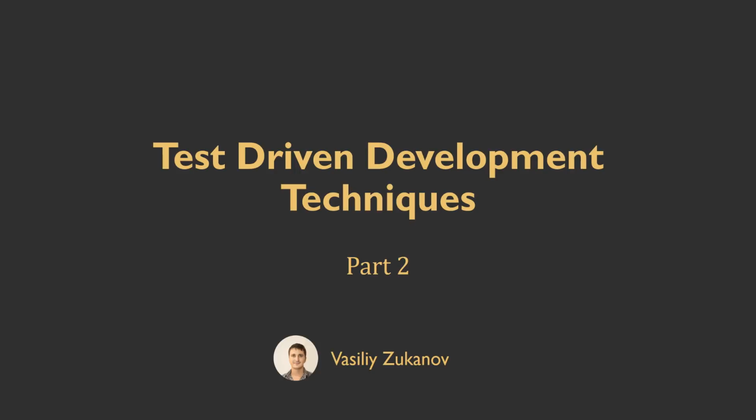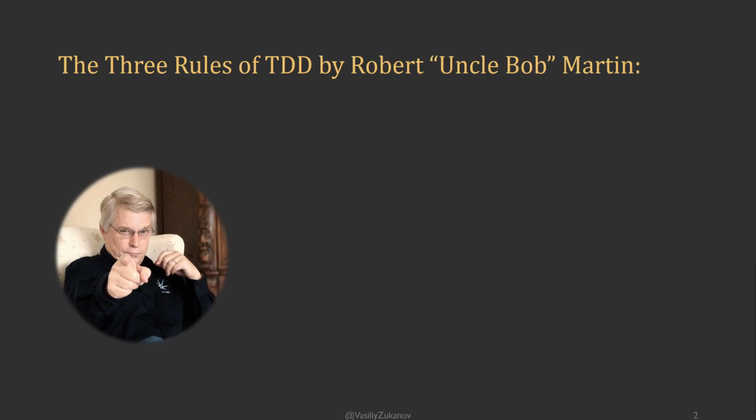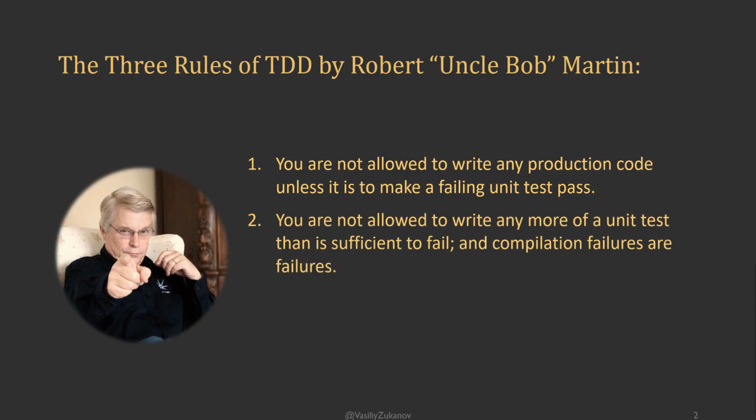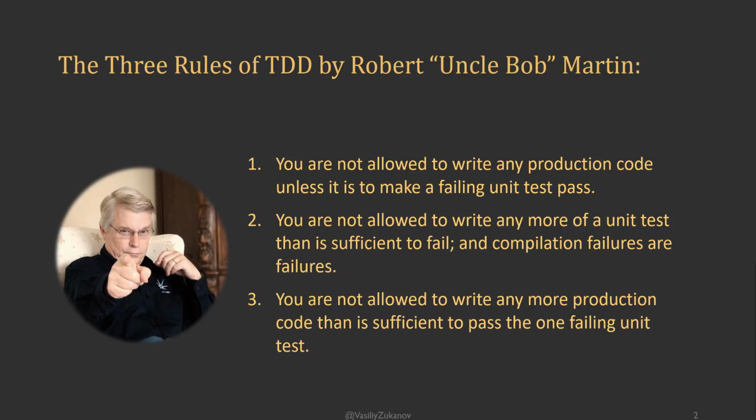In the previous two videos of this series, we started the demonstration of Uncle Bob's test-driven development techniques, which is based on just three simple rules. Rule number 1. You are not allowed to write any production code unless it is to make a failing unit test pass. Rule number 2. You are not allowed to write any more of a unit test than is sufficient to fail, and compilation failures are failures. And the last rule is that you are not allowed to write any more production code than is sufficient to pass the one failing unit test.